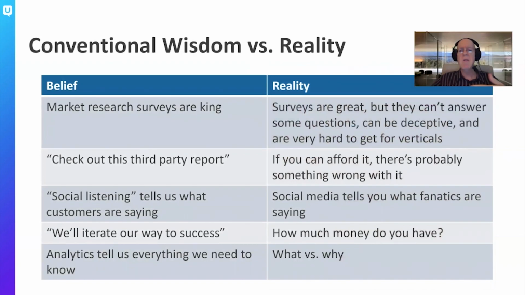So there's a lot of conventional wisdom about information that you can use for decision making in companies. One is the idea that market research surveys are the king. You know that quantitative data, preferably with thousands of respondents, is the best thing that you can possibly get. And indeed, it is very, very useful. But you can't use quant surveys to answer a lot of really critical questions.